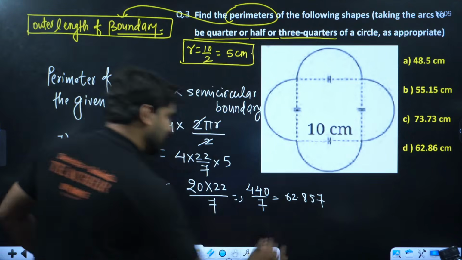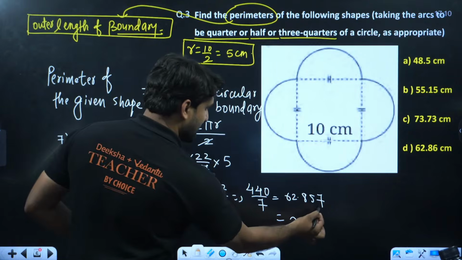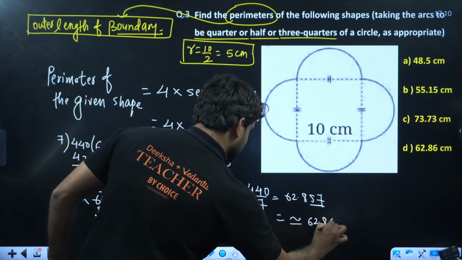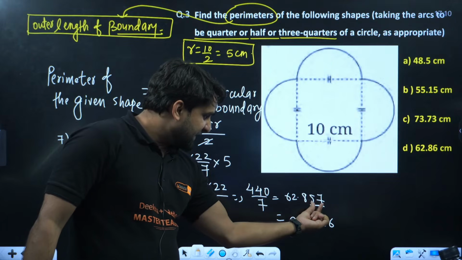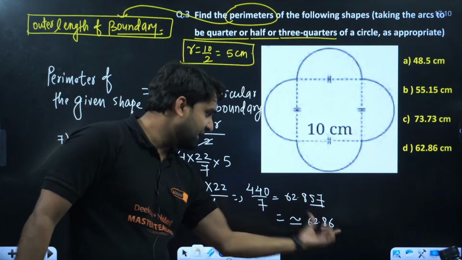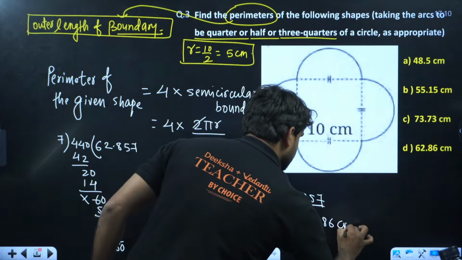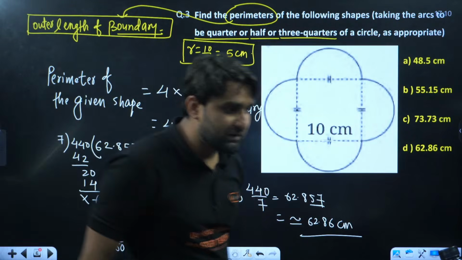62.857, and it can also be written as approximately 62.857. So 0.857 rounded to the nearest hundredth, at the place of 57 we can write 6 there. So this is the answer, and this is perimeter, so centimeter will come. Perimeter means length, so centimeter will come.